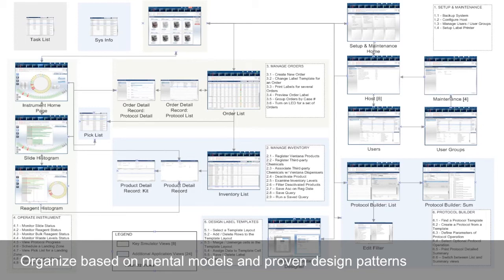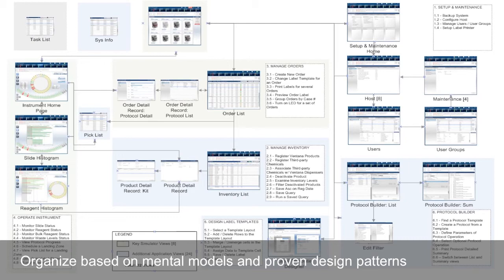The key thing is this is like a floor plan for your software, and the important thing is to organize it based on the mental models and the proven design patterns. One of the most significant things that's happened in modern web applications is the ability to reduce the number of views required. In this example here, there were about 64 views to begin with. When we redesigned it, it had 32 views.